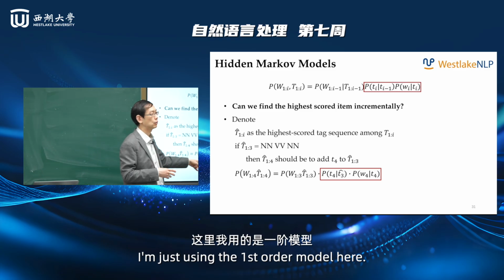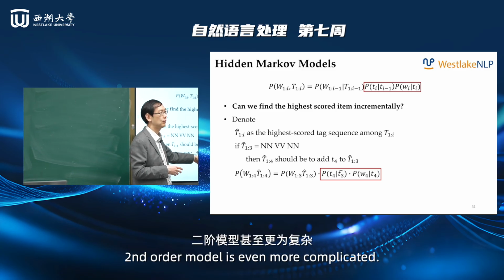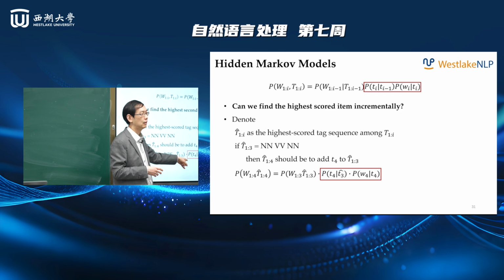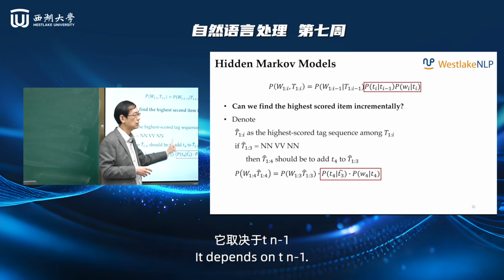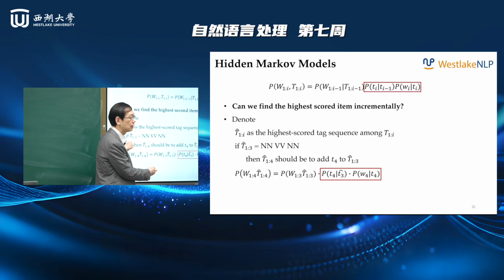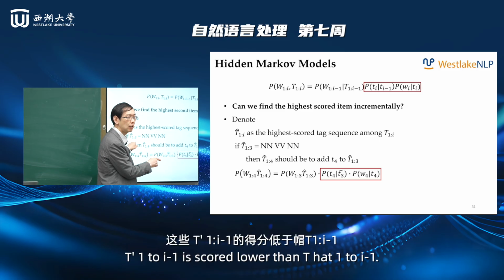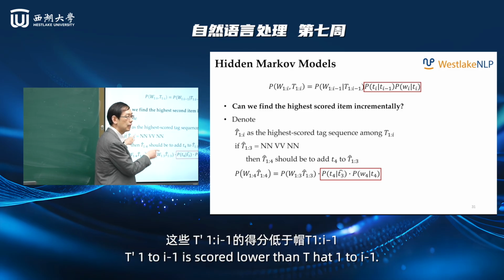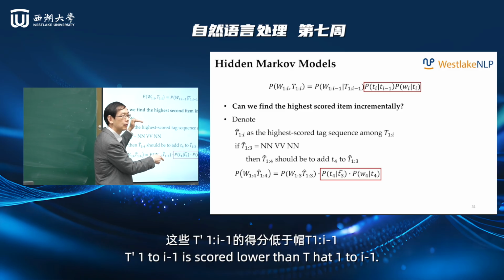I'm just using the first order model here. The second order model is even more complicated, okay? It depends on t i minus 1. So it's possible that you find some t prime 1 to i minus 1, okay? T prime 1 to i minus 1 is scored lower than t hat 1 to i minus 1, okay?